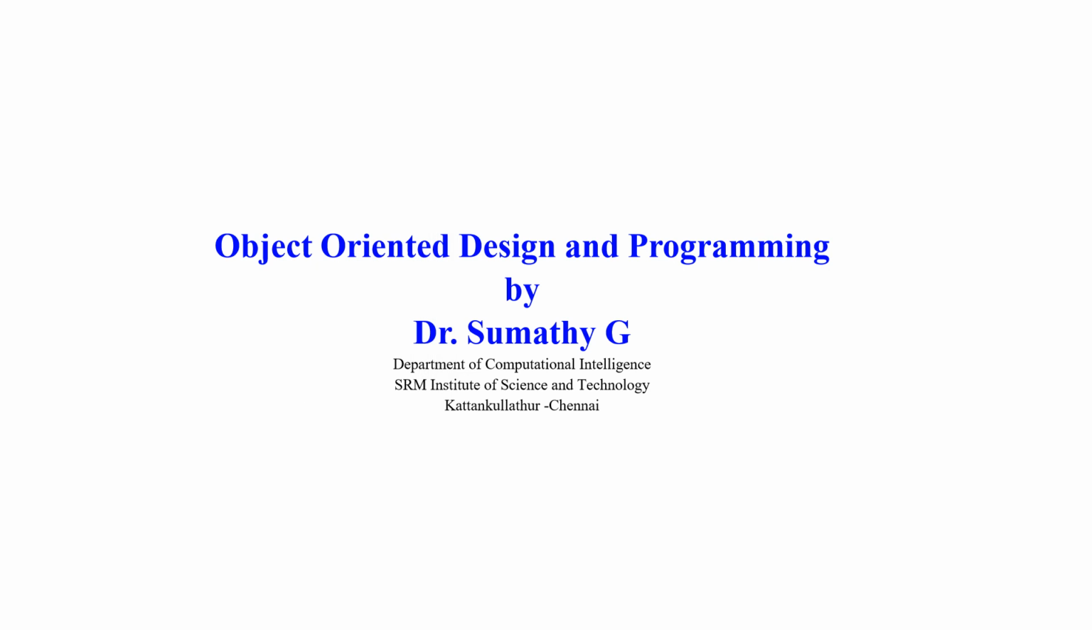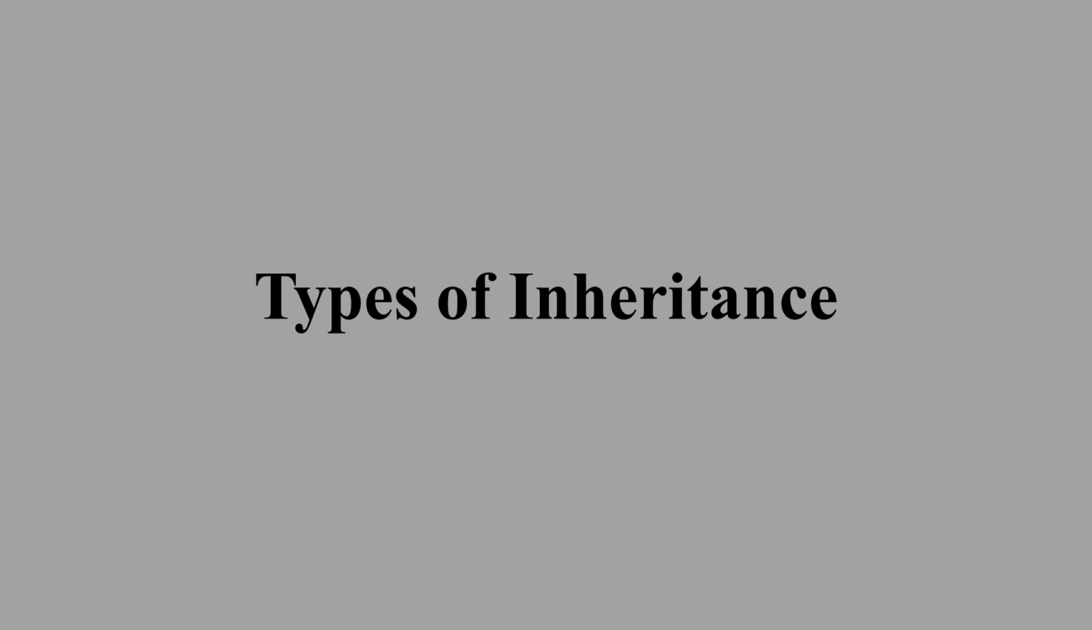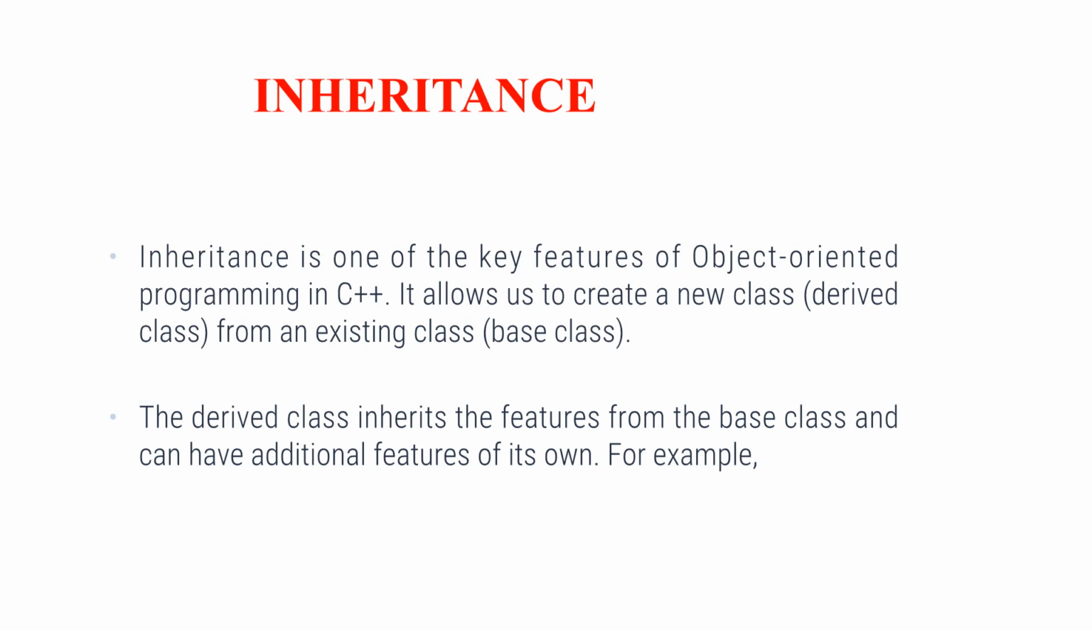Object-oriented design and programming. In this video, we are going to discuss types of inheritance. Inheritance is one of the key features of object-oriented programming in C++. It allows us to create new classes from an existing class.